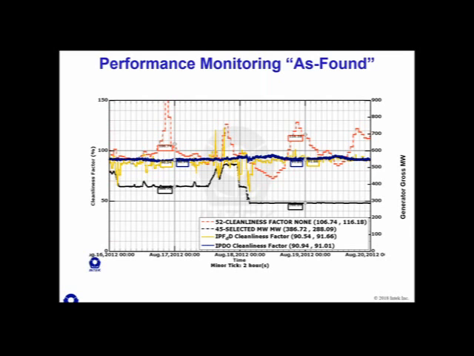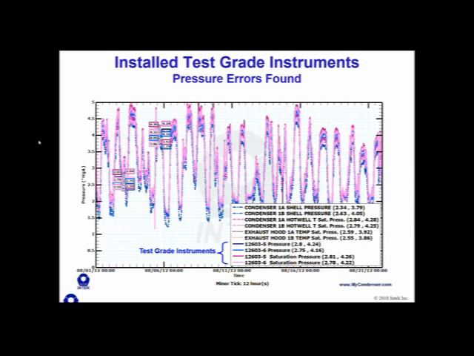The next graph is what I found to go from this wild cleanliness factor calculation to this nice steady one. This particular plant had pressure issues. Wow, so here is their plant equipment measuring shell pressure, hot wall temperatures, hood exhaust pressures. You can see here 0.2 of an inch difference in the shell pressures. Two different measurements showing pressures that are 2 and 3/10 off from one another.